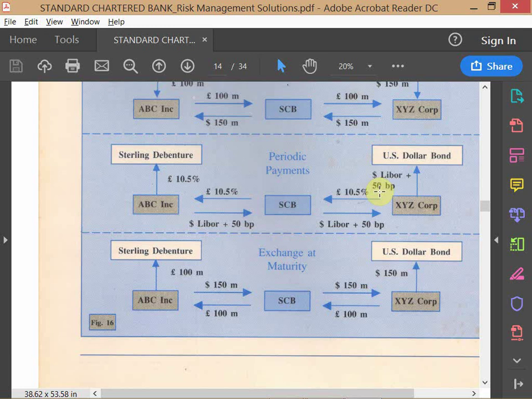Just tell me whatever you feel. The underlying position is LIBOR plus 50 basis points and the hedge position is 10.5. Then the net will be LIBOR plus 50 minus 10.5.